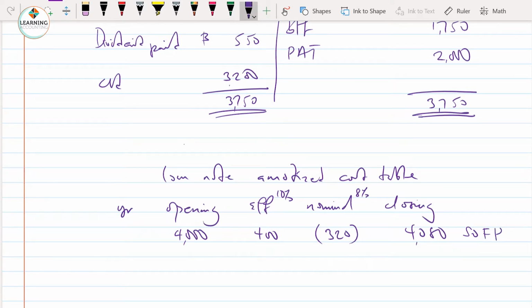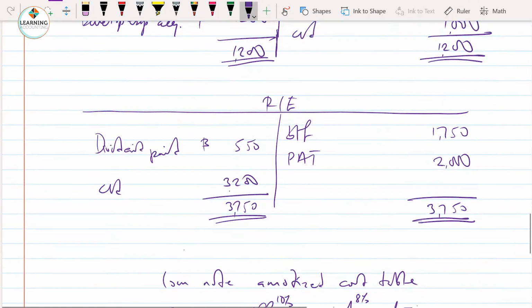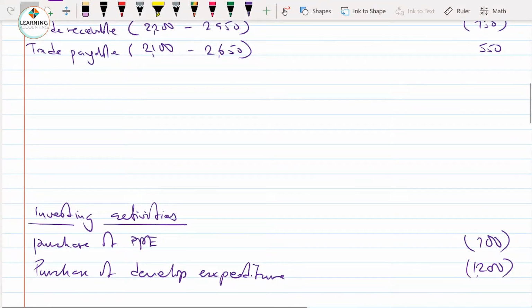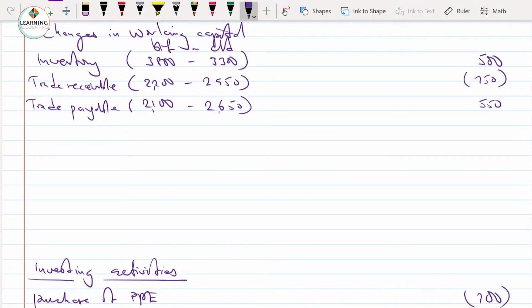Now, this is what is in the profit or loss, which is a non-cash item. The actual cash flow here is the nominal interest. Therefore, 320, you can bring it back as finance cost paid down here. Say interest paid. We have 320.